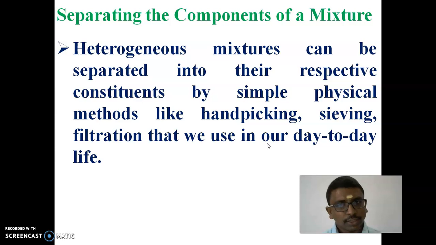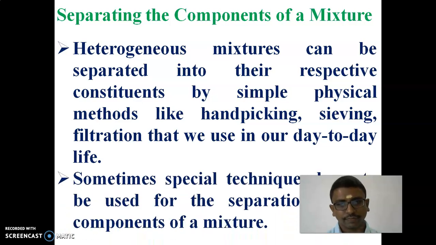A heterogeneous mixture can be separated into its respective constituents by simple physical methods. There are hand picking, sieving, and filtration that we use in our day-to-day life. So a heterogeneous mixture can be separated with simple methods: one is hand picking, sieving and filtration.